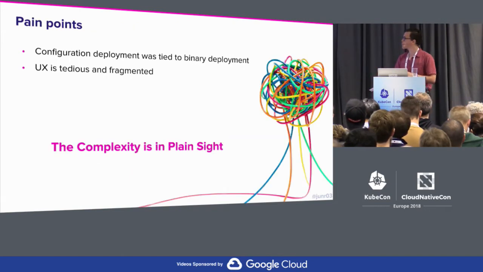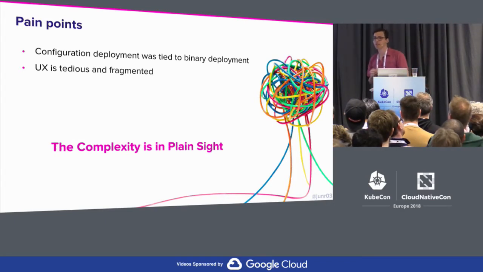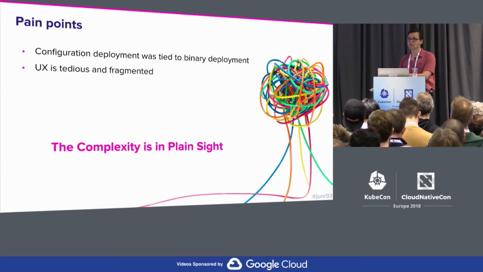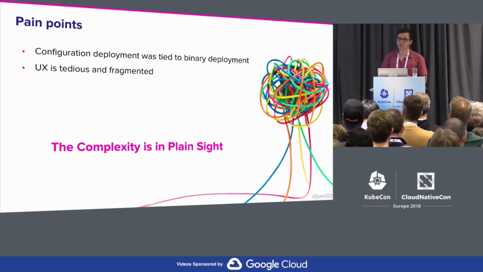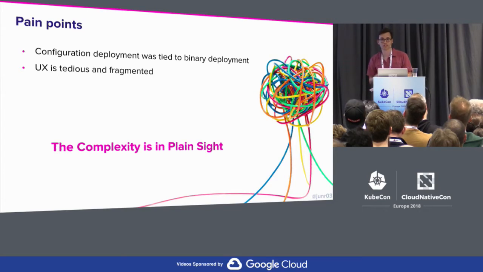So this is really the opposite of what I'm talking about of developer productivity, because the complexity is really in plain sight. The configuration deployments are being deployed out with binary deployments, so this is risky. We're sending out production proxy code out with the same configuration code, confounding variables into perhaps an incident. The user experience is really tedious and fragmented. So service developers are changing configuration files, but then that configuration is being deployed out by the networking team. So really there's no streamlined ownership of these changes.